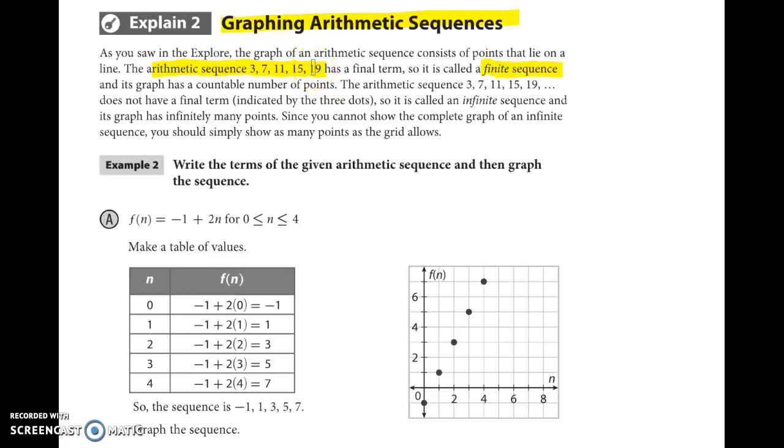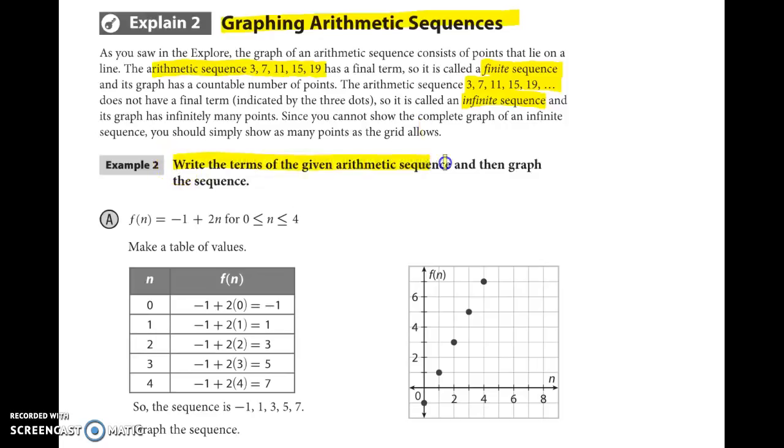That's a countable amount. The arithmetic sequence 3, 7, 11, 15, 19, dot dot dot, indicates that it does not have a final term, indicated by the 3 dots. This is called an infinite sequence, and its graph has infinitely many points. Since you cannot show the complete graph of an infinite sequence, you should simply show as many points as the grid allows. So that's what we're going to be doing. We're going to be graphing these.